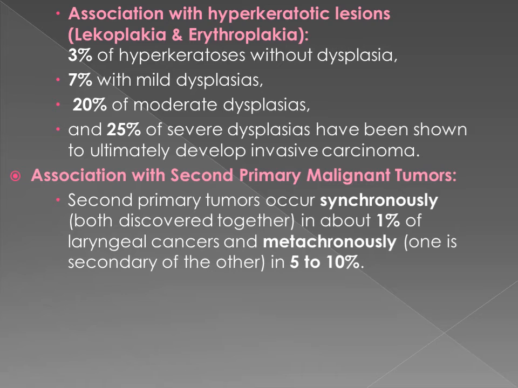Association with some hyperkeratotic lesions like leukoplakia and erythroplakia, where 3% is hyperkeratosis without dysplasia. The presence of dysplasia will add to this incidence. Well, 3% is hyperkeratosis with no dysplasia at all, 7% with mild dysplasia, 20% with moderate dysplasia, and 25% of severe dysplasias have been shown to progress to invasive carcinoma.